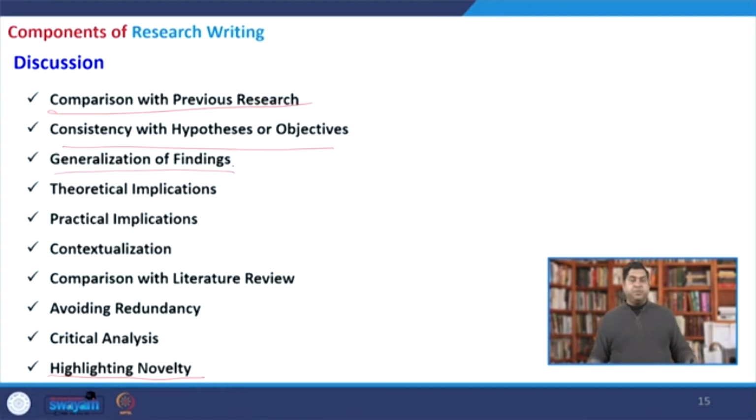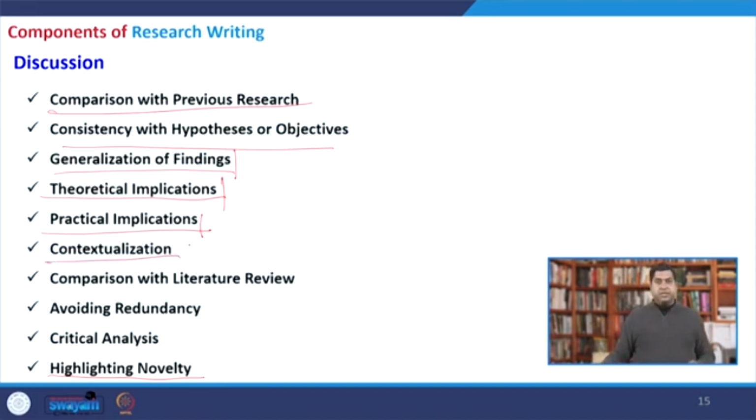Generalization of the findings: maybe your findings are very specific to a city, for example Delhi, but some of the findings may be generalized, and if you can compare with other cities, you can generalize the findings in discussion. Then it is very important how your research is going to help in the theoretical implication and then the practical one. So it may be some kind of add-on value addition to the existing theory or body of knowledge, or it may have a practical implication.